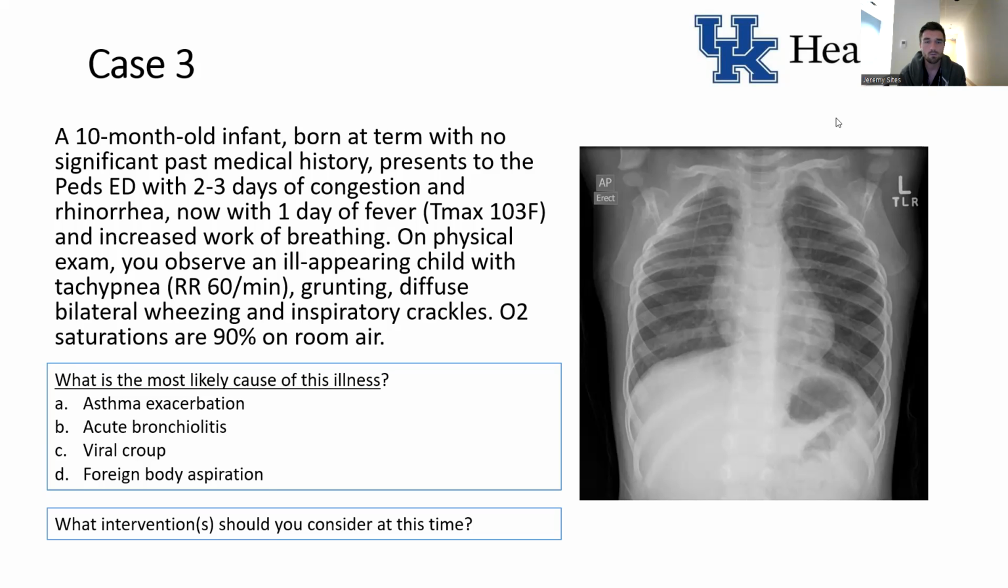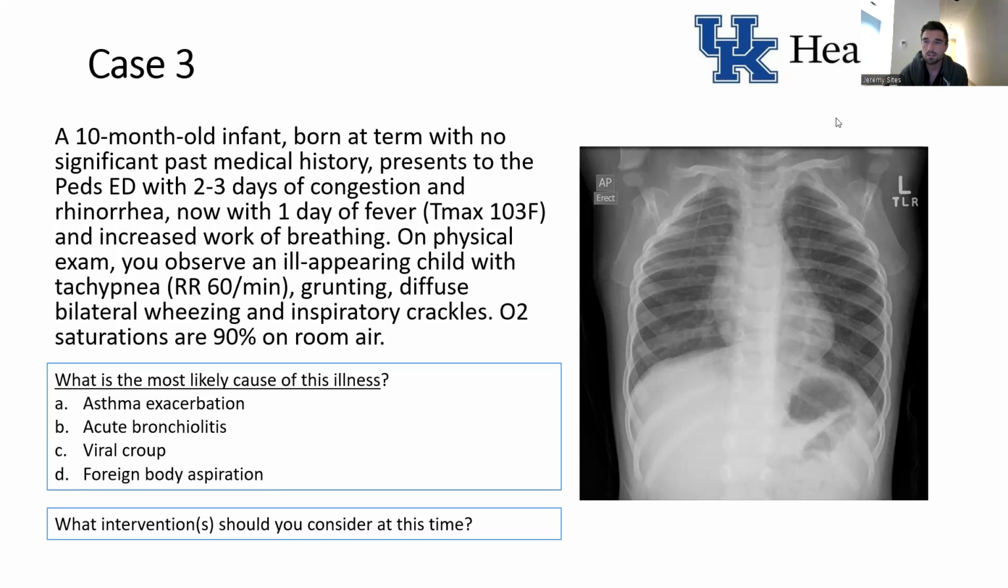What intervention or interventions should you consider at this time? Remember, the treatment for this is supportive, and so the tincture of time is the biggest treatment here. But this child clearly is going to need hospital admission. That's number one. There are some things that you may try to help mobilize secretions or clear their airway of secretions. So, suctioning at the nares may help.